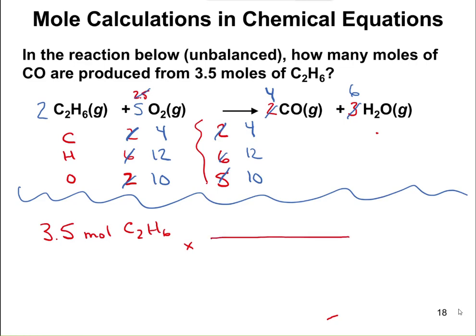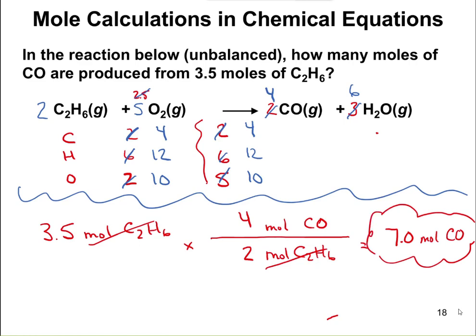So now I need a conversion factor. I know I need to get rid of moles of C2H6, and I want to convert it to moles of CO. To do that, I'm going to use the balanced chemical equation. So I know I'm going to have 4 moles of CO and 2 moles of C2H6. That's going to be a total of 7 moles of CO, and that would be our final answer.